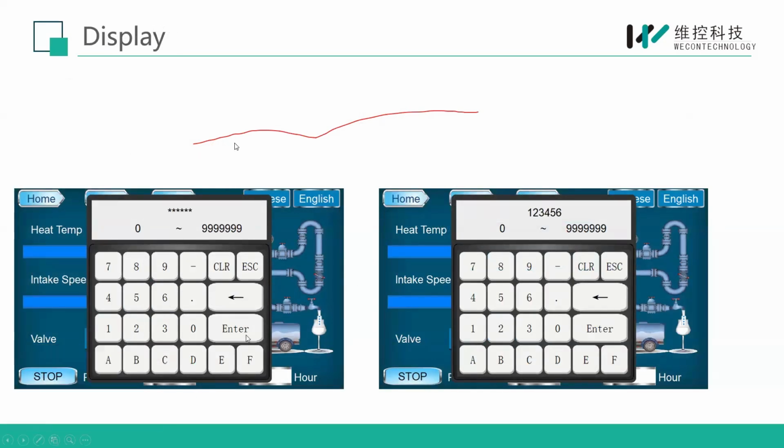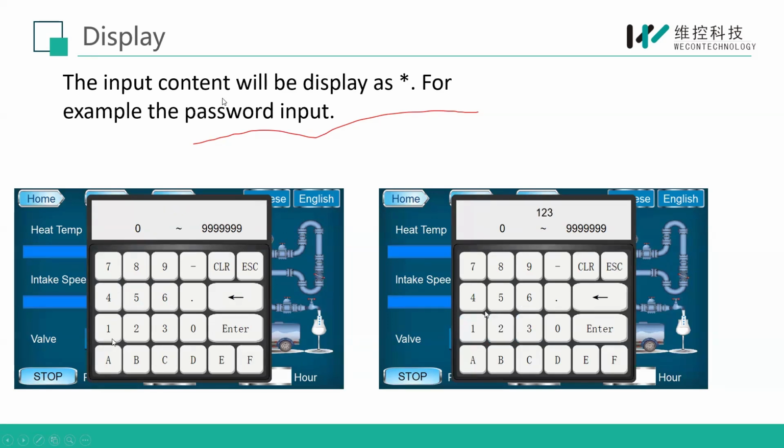And the next one is for the input content will be displayed as a star, for example, the password input. If you want to insert the password, you can see here it will be visible, 126, but here it is not visible. It is working as a star. So you can set this setting from the numeric display setting. This is with star and this is without star.